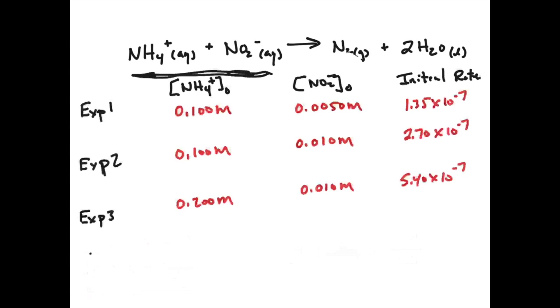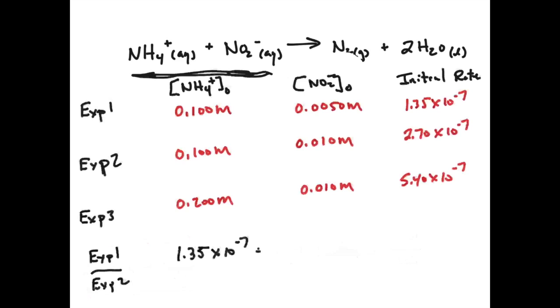So I can say that the rate of 1.35 times 10 to the negative 7th is equal to K. The initial concentration of ammonium is 0.100, this is to the X value, and 0.0050 to the Y. And we're going to divide this by experiment number 2, which is 2.70 times 10 to the negative 7 is equal to K, 0.100 to the X, 0.010 to the Y. So we can see what happens here is that we have K's that will divide out each other, and the 0.1 divided by 0.1 gives us 1.